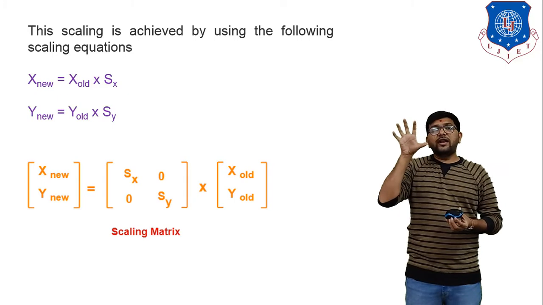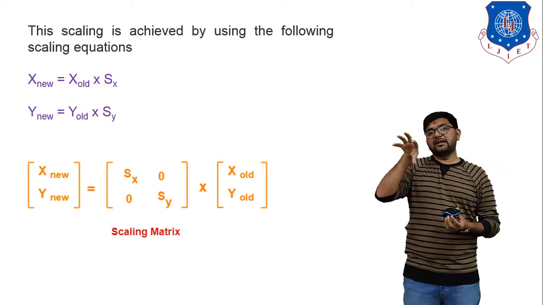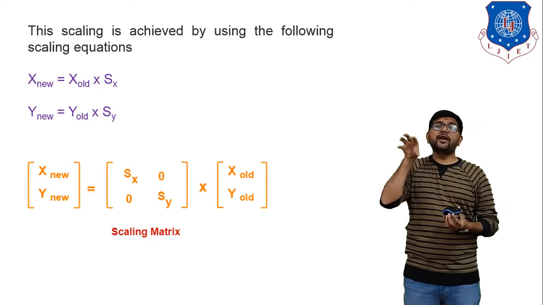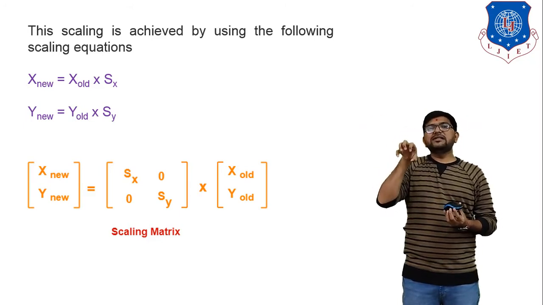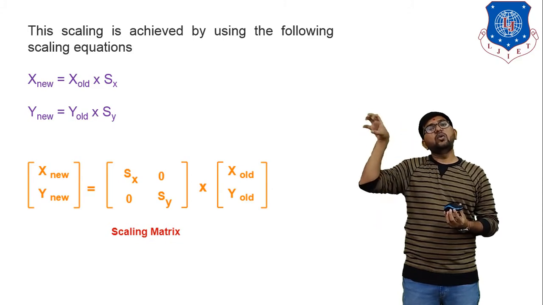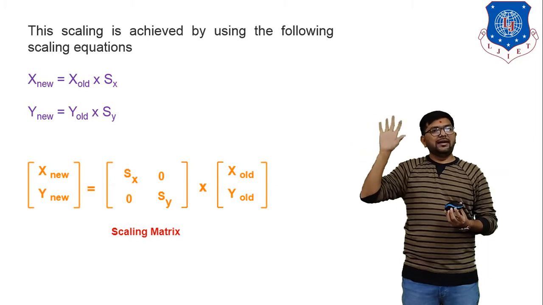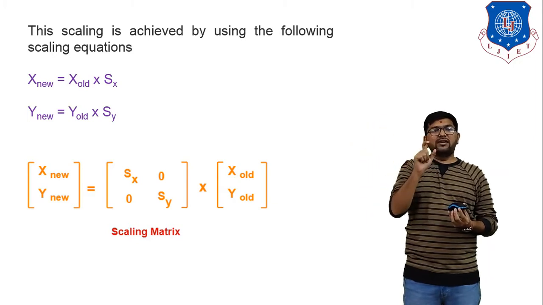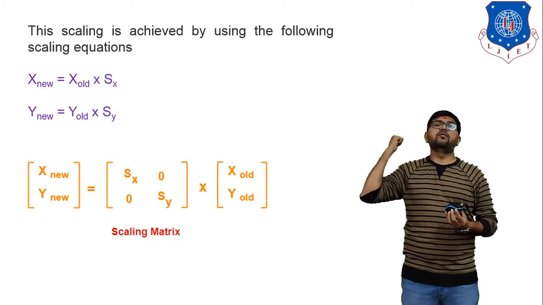So x old is the coordinate of the old object. x new is the coordinate of that object after scaling. Clear? So x new is equal to sx into x old and y new is equal to y old into sy. This is the simple equation. You have to remember this equation, and based on this equation we will solve one numerical.